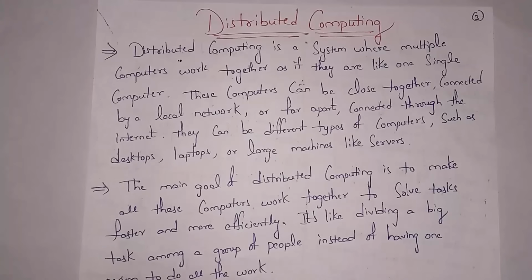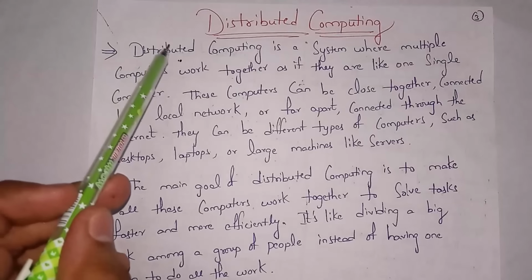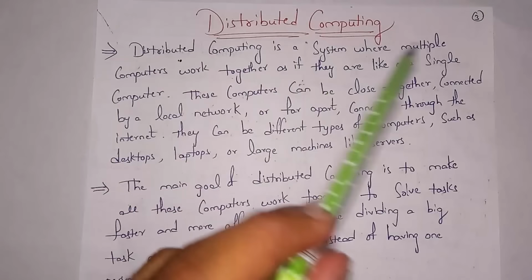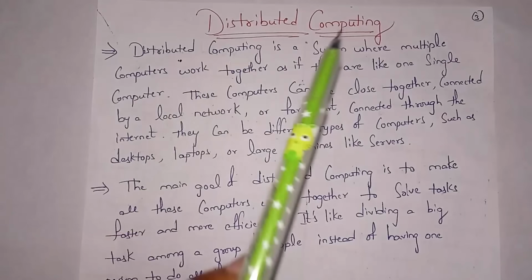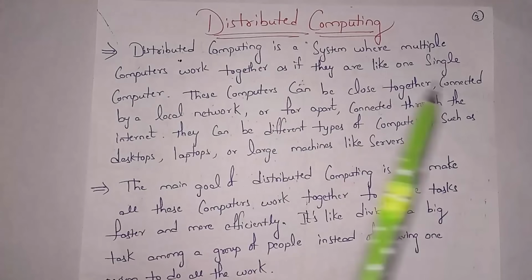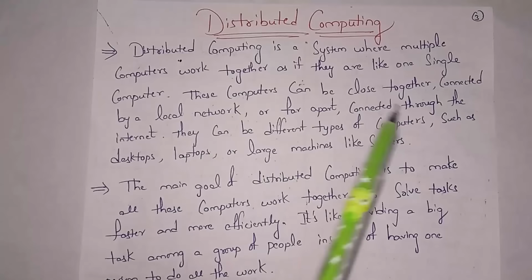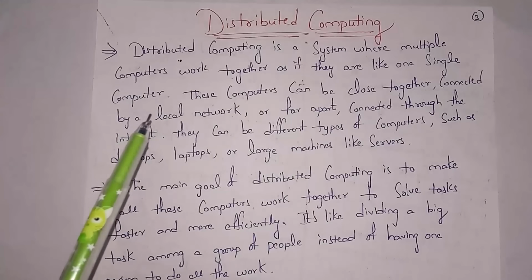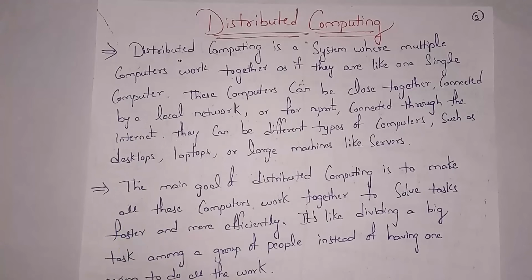Next, I will explain what is distributed computing. Distributed computing is a system where multiple computers work together as if they are one single computer. These computers can be closer together, connected by local network, or far apart, connected through the internet. And there can also be different types of computers such as desktops, laptops, large machine servers, etc.